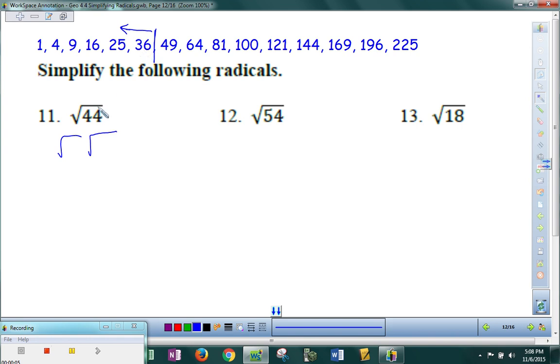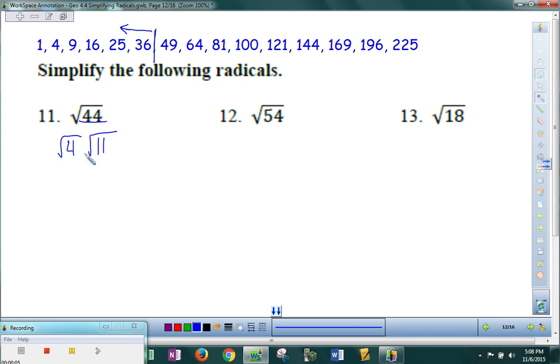Does 36 go into 44 evenly? It doesn't. What about 25? Again, no. 44 is not divisible by 16 either. 44 cannot be divided by 9. But 44 we know is divisible by 4. So 4 goes into 44 evenly. How many times? We're looking how many times does 4 go into 44, and we know that is 11. If I take this number and this number, if I multiply it together, I better get that number I had up in this radical.